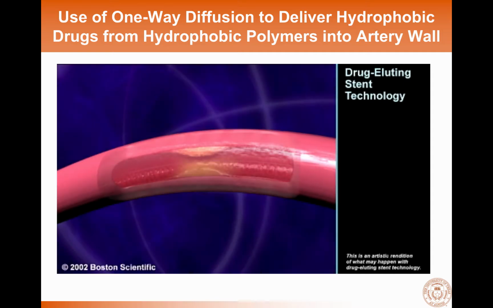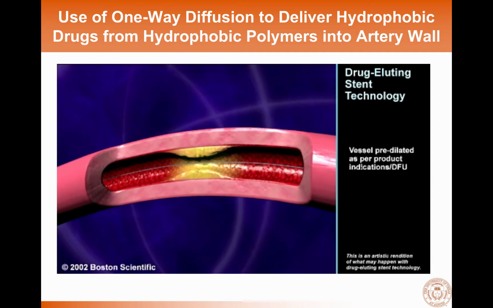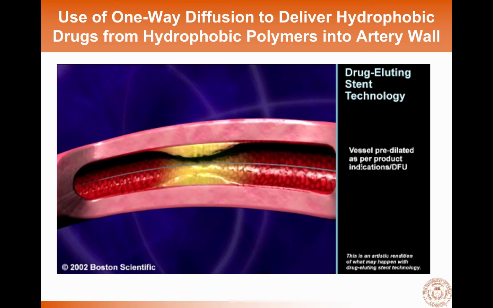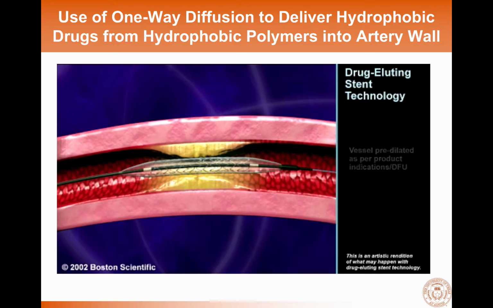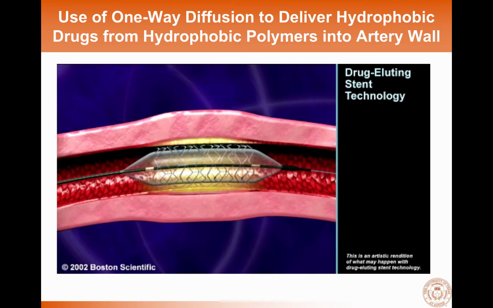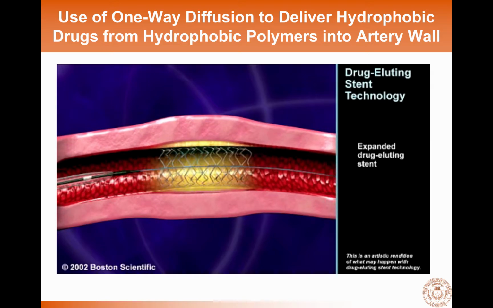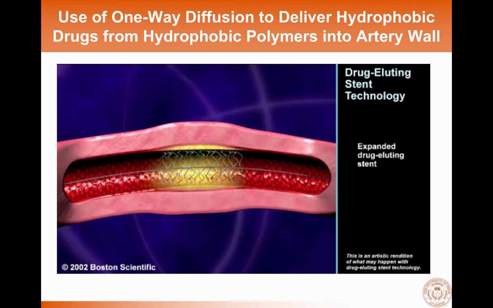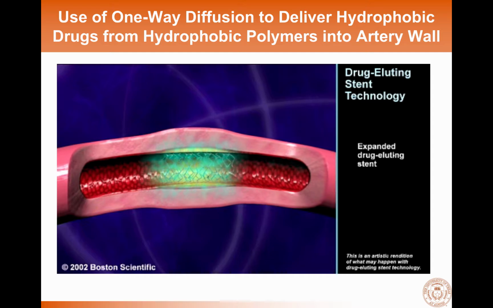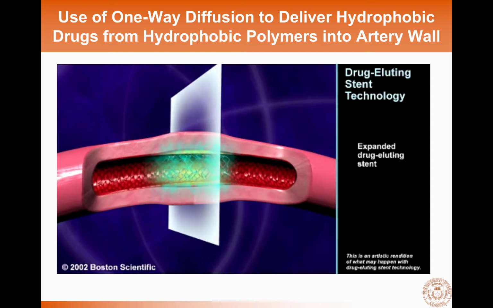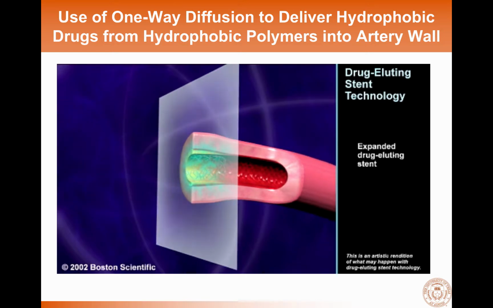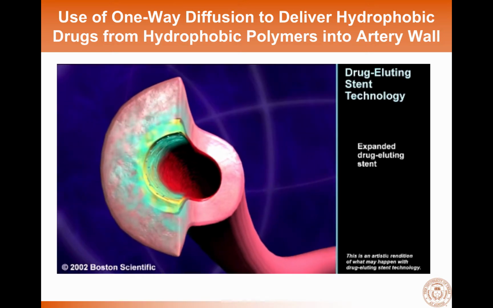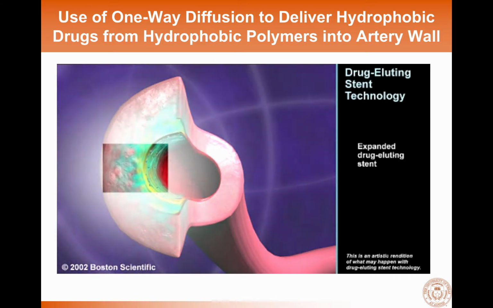So there's the artery with the blockage. Here comes the balloon catheter with the stent on it. It's inflated. Then the balloon's deflated and removed, leaving the stent in place, and the paclitaxel begins to be released from the stent. And you'll see in this animation that it is released only into the artery wall, and that's where it has its healing power.